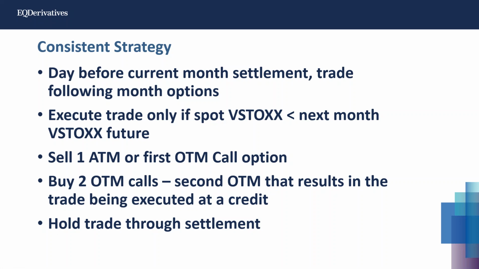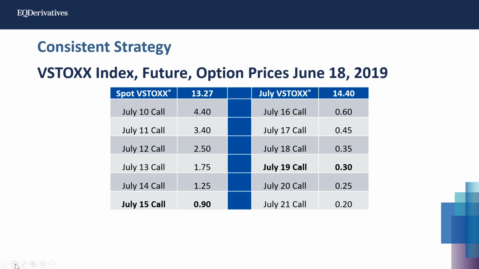Basically we're looking at doing a 1-by-2 spread where we sell an at the money or slightly out of the money call option, based on where the strike price is relative to the corresponding VSTOXX future, and then we sell 2 out of the money calls, at the second strike that results in the trade being done at a credit, and then hold that trade through settlement. I know there's a lot of moving parts there, so we're going to give you an example of this.